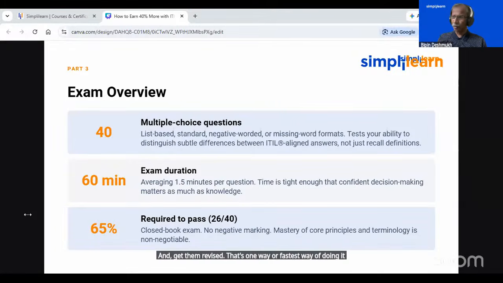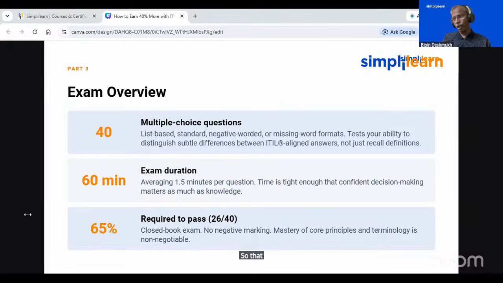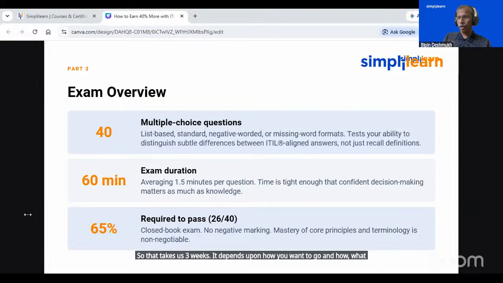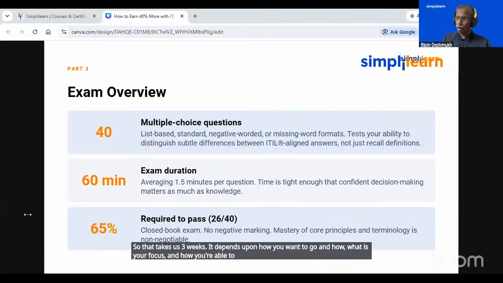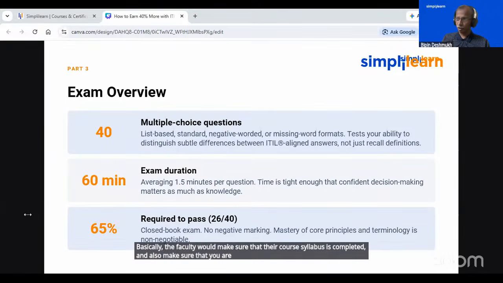And some people take a little bit more time, saying, okay, fine, I'll take the course over a period of two weekends. So that makes it around 2 weekends plus another 1 week or so. So that takes us 3 weeks. It depends upon how you want to go, what your focus is and how you are able to concentrate. Your concentration span is very important. Here, the faculty would make sure that their course syllabus is completed and also make sure that you are able to understand everything threadbare.